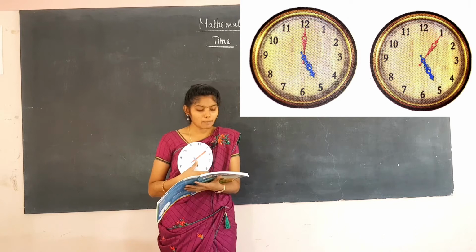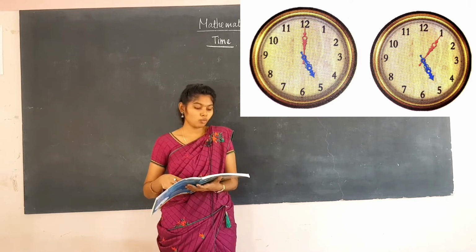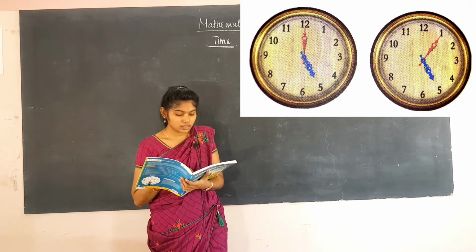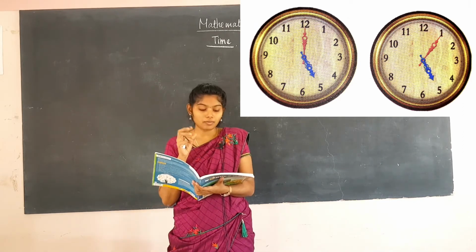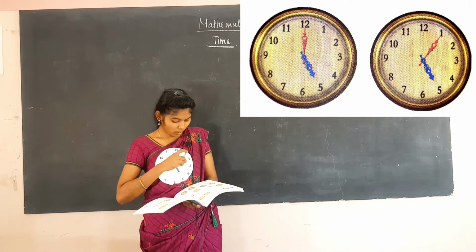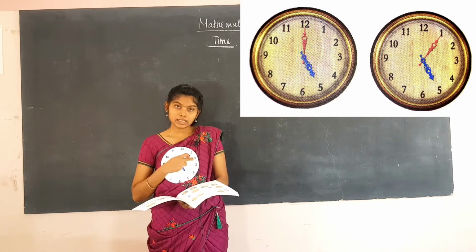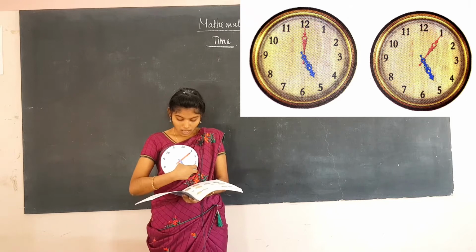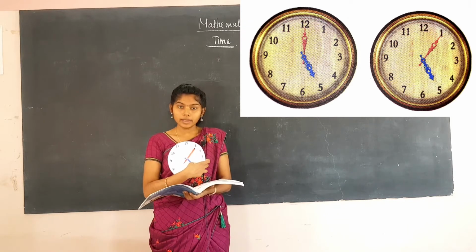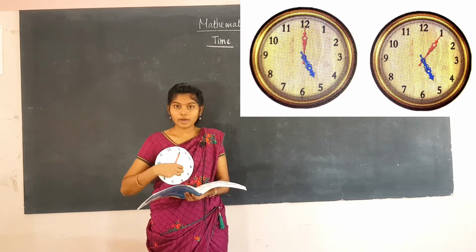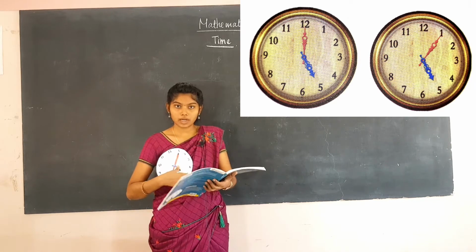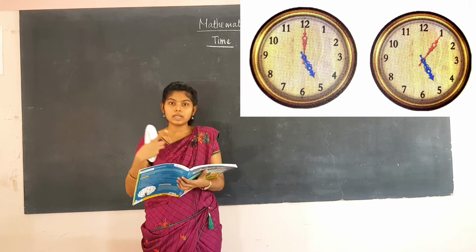Since the minute hand takes 5 minutes to move from one number to the next, it is 5 minutes past 5. So here it is 5 minutes. The 1 means 5, right? The 2 means 10. The 3 means 15 minutes. So this is the minute hand and this is the hour hand. The hour hand is just past 5, slightly past 5, so you have to write 5 minutes past 5.